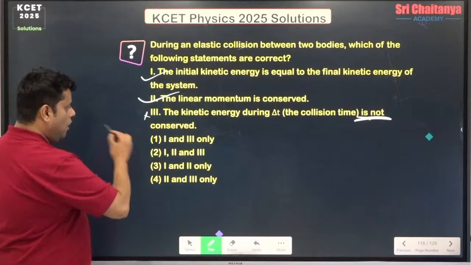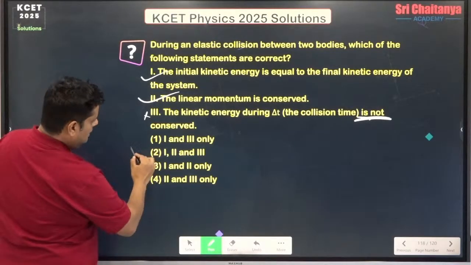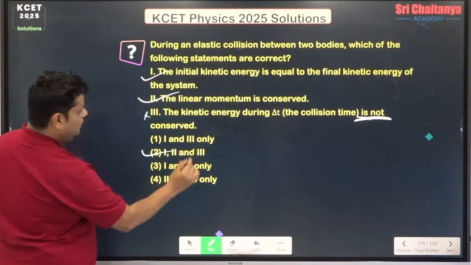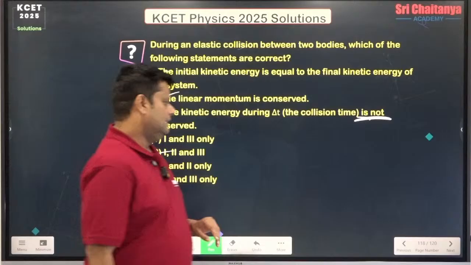All three are correct. So 1, 2 and 3, all three are correct. That is the important part.